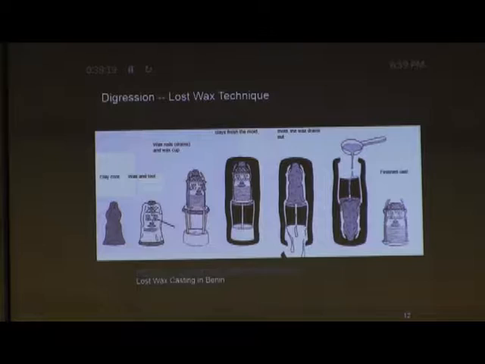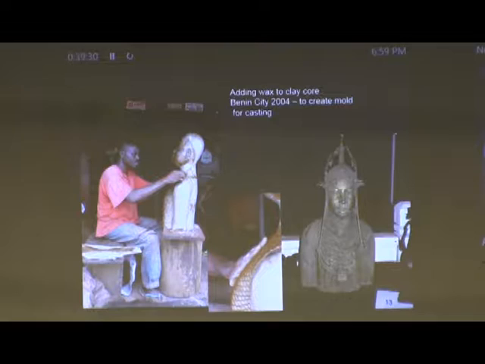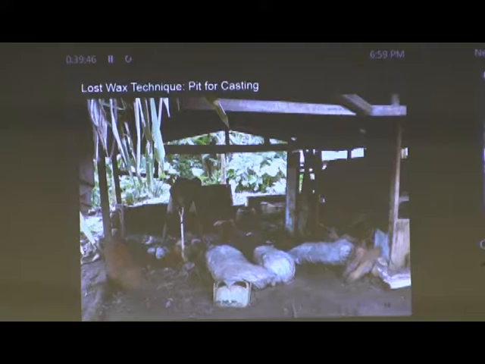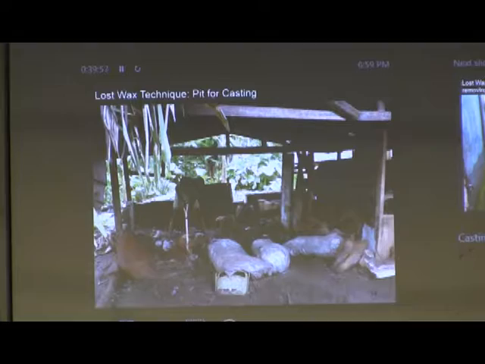And brass casting is still done today. You see here a man creating a figure like this, putting the beeswax decoration onto the covering of the figure, which will eventually look like this once it's finished. And this was photographed in 2004 in Benin City. And this is the casting process. It's open pit casting. There is at least one gas-fired foundry in the area where this is done in Benin City, but only one.